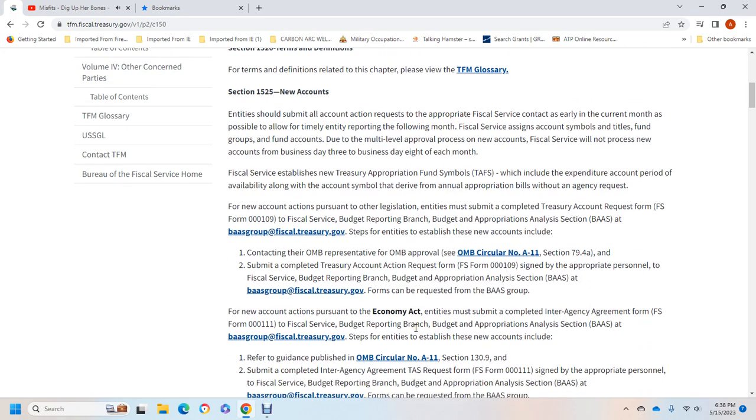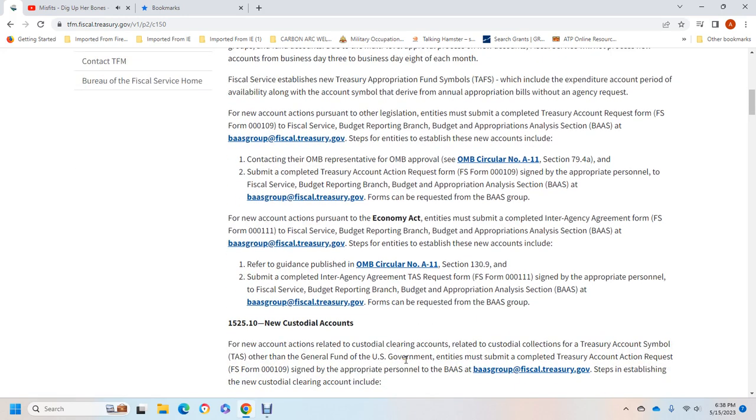New account actions pursuant to the Economy Act must be submitted with a completed interagency agreement, form 111, to the Official Service Budget Reporting Branch, Budget Appropriation Analysis, at treasury.gov. Step 4, entities established for the new accounts should refer to guidance including Office of Management and Budget Circular number 811, section 1309. Submit the complete agency agreement of the Treasury appropriation funding symbol, form 000-111, signed with the appropriate personnel, to the Official Service Reporting Branch, Budget Operations Analysis, or budget appropriation analysis section.